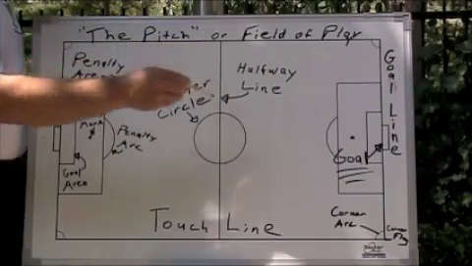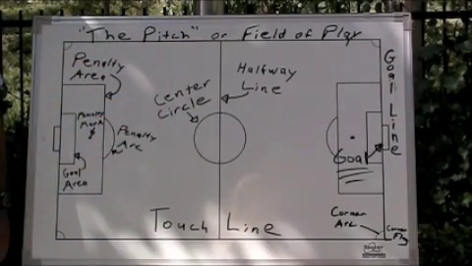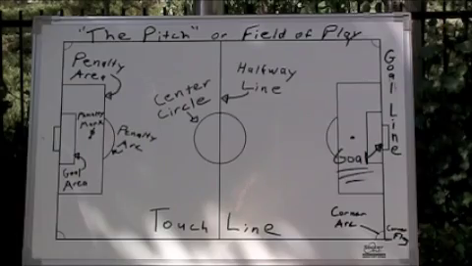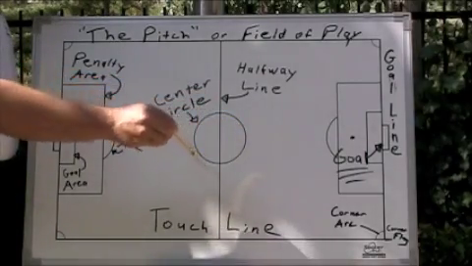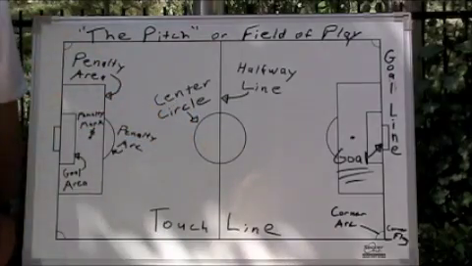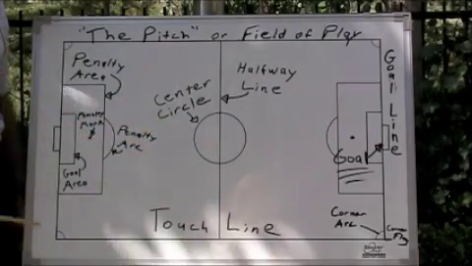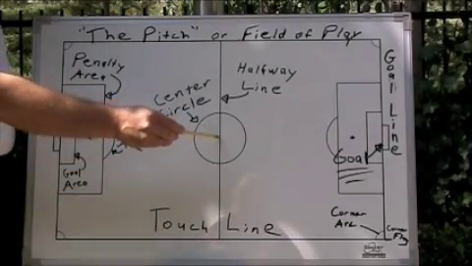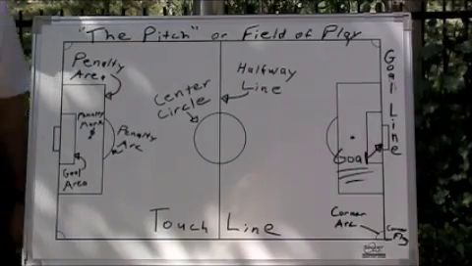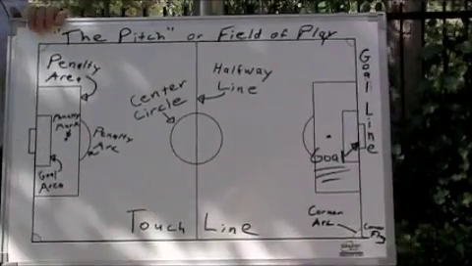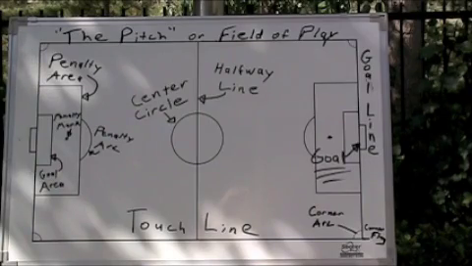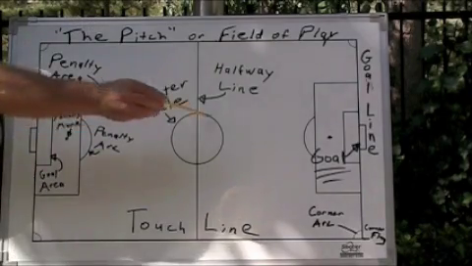I talked about the halfway line or the center line. All right, that bisects the field right at the half. Okay, and then around here is the center circle, and that's a radius of 10 yards from the very center of the field. And there should be a mark right here at the center of the field. Okay, and 10 yards radius from that is the center circle.